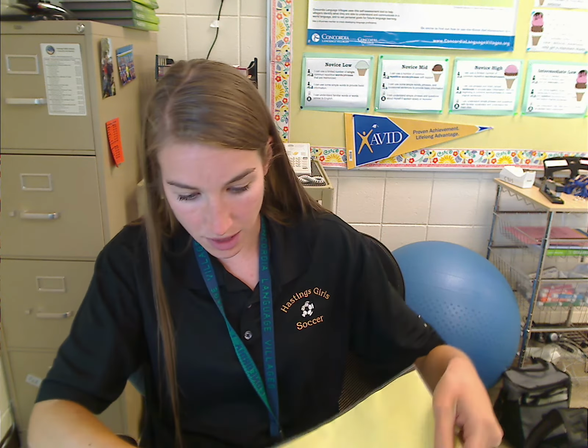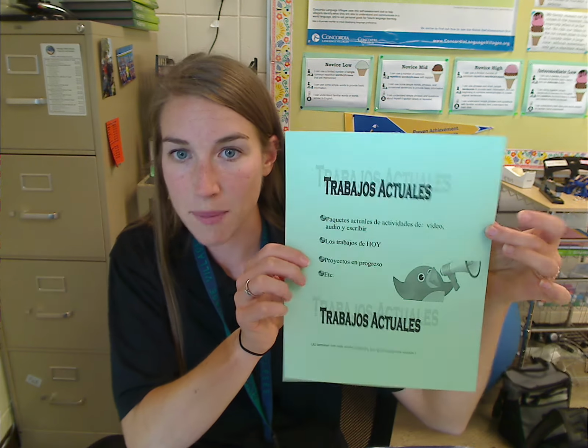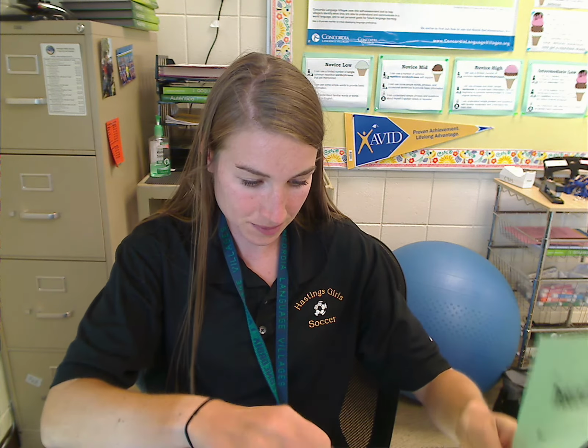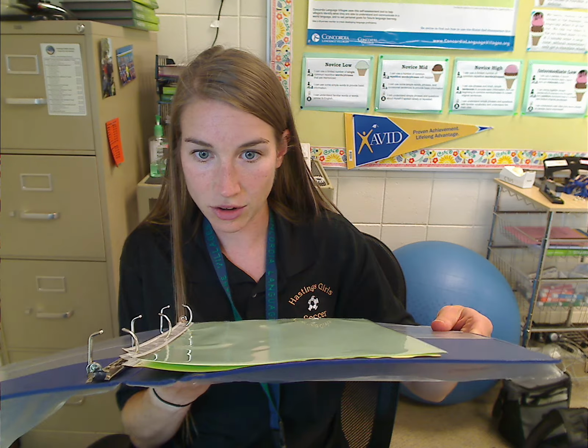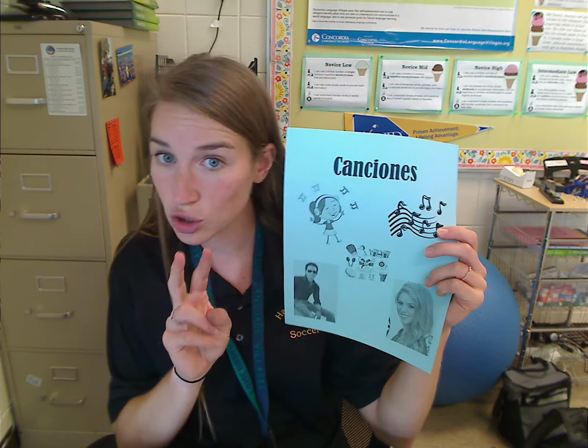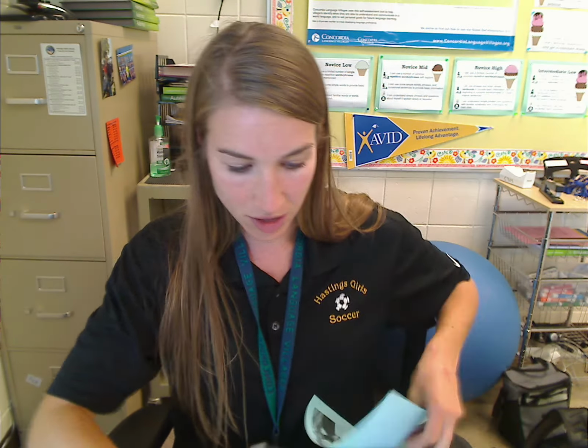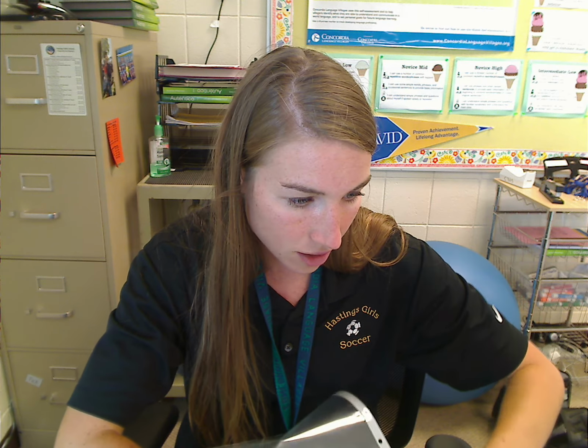Next, you're going to do the same thing with the green section, Trabajos Actuales. Put it in your page protector. And there you go. And so you can see I'm putting them in the binder in order. So yellow and then green now. And next it says Canciones, which is your blue section. There's 2 blue ones. So be careful that you use the one that has music on it. Canciones means songs. It says this is where you're going to be storing your songs throughout the year. So far you'll put colores in this section.